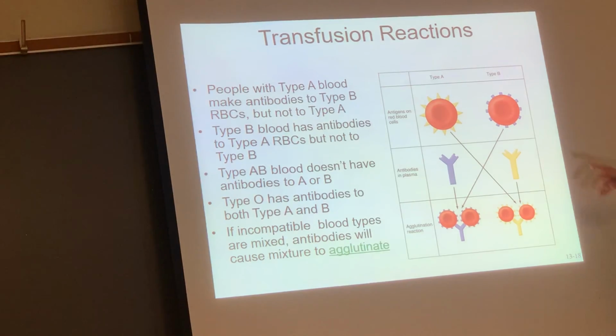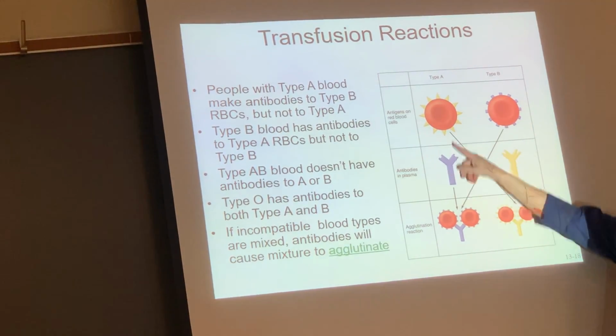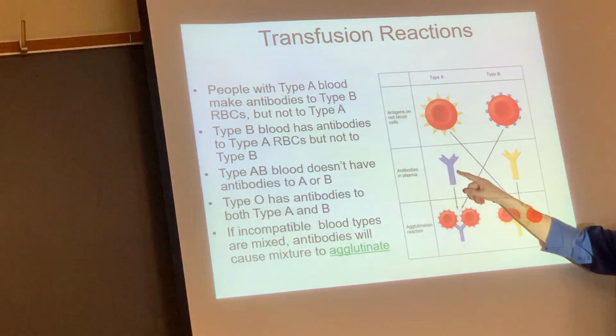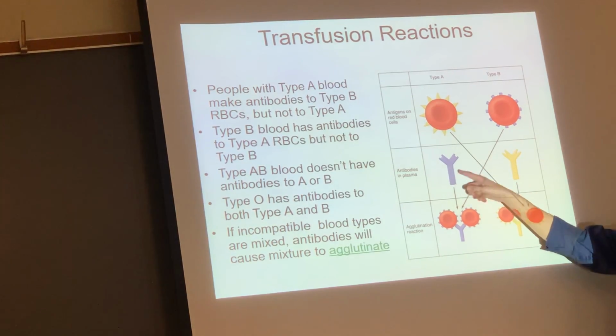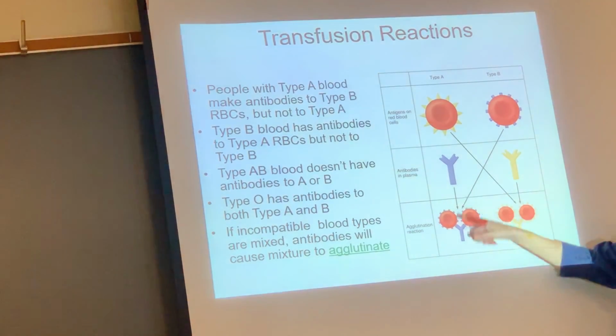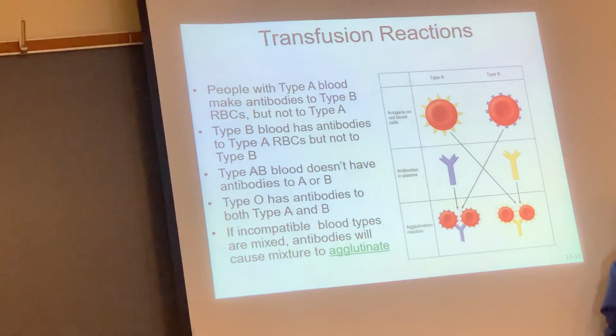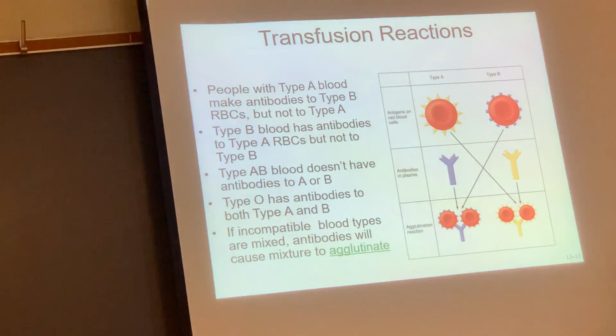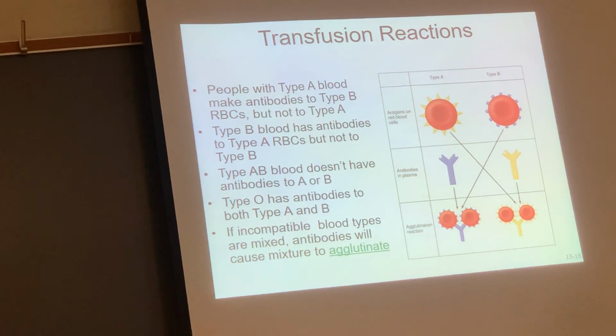If we took B blood and we introduce it into A blood type, then we have some B antibodies being produced by that A blood, and the same thing would happen. That makes sense? Anybody have any questions? Okay.